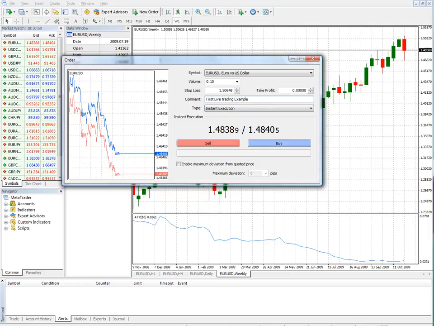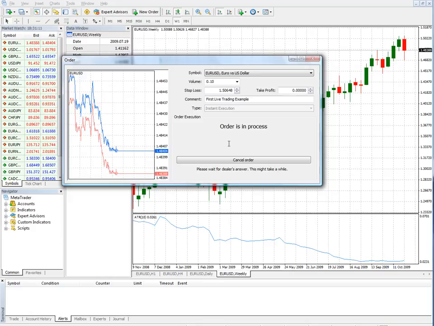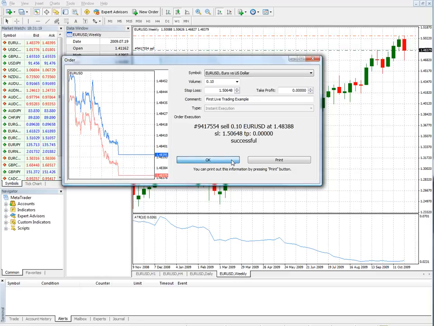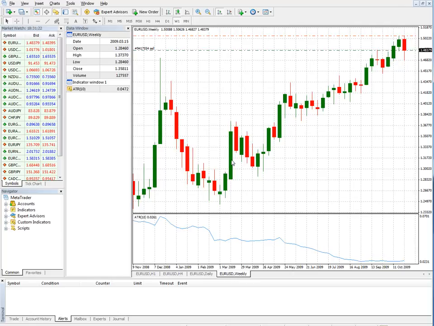Placing an order. Okay. Like to have, oh, that's all it let me do there. Okay, set live trading example, first live trading example, and here we go. I'm going to sell at the market. Oh, there we go. It says successful. I'm going to press OK. And you can see from up here that we are officially short.